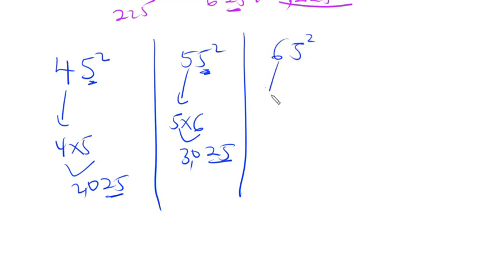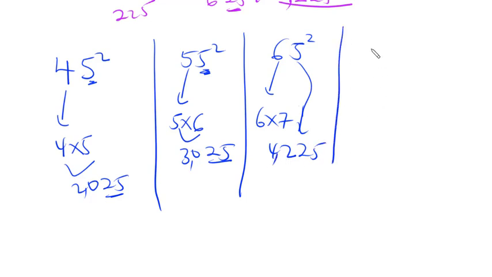Now, what is the square of 65? Of course, from 6 we go on to 7. So 6 times 7 is 42. Then we just append 25, so this is going to be 4225. Now, what is the square of 75? From 7 we go on to 8, so when you multiply this, you have 56. Then you append 25, so we have 5,625.